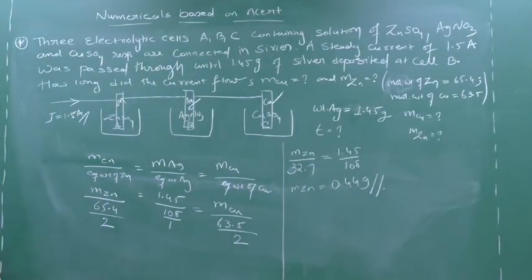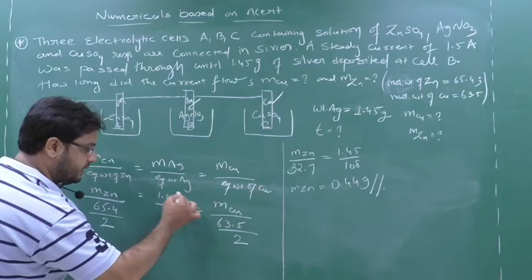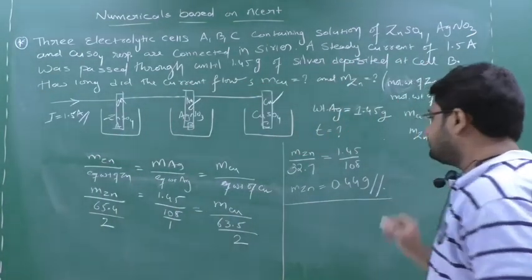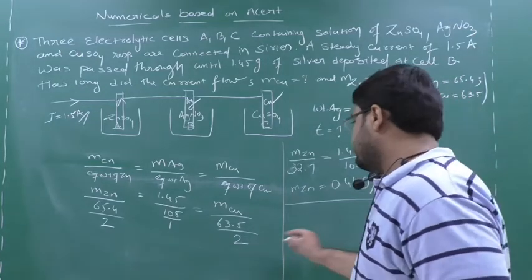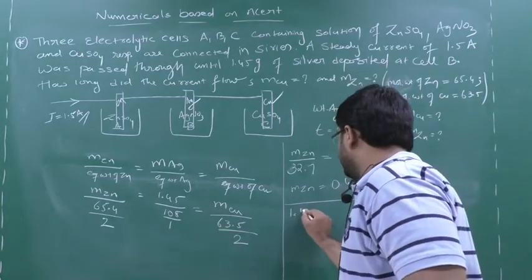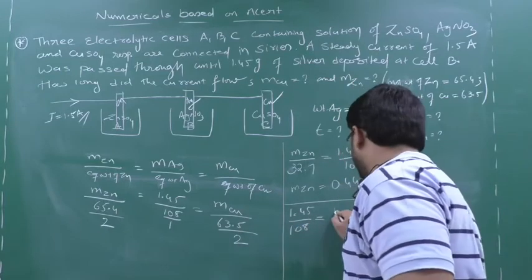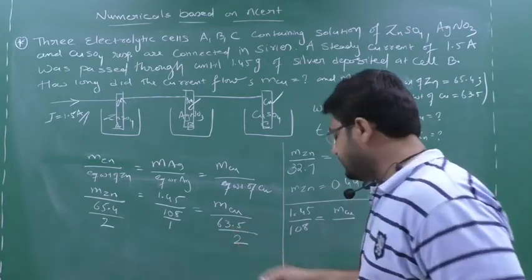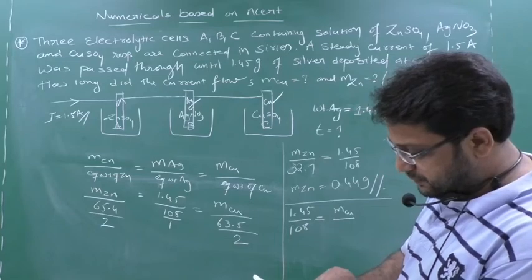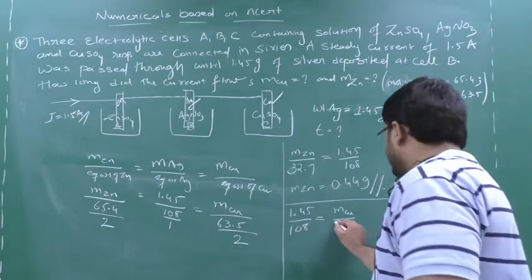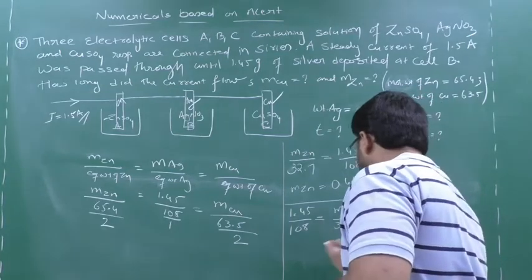Clear? Similarly, now I will equate these two. So what I get here? Please check it out. I will take again the mass of silver, that is 1.45 by 108, equal to the mass of copper which I require by 63.5 by 2. So 63.5 by 2 is 31.75.